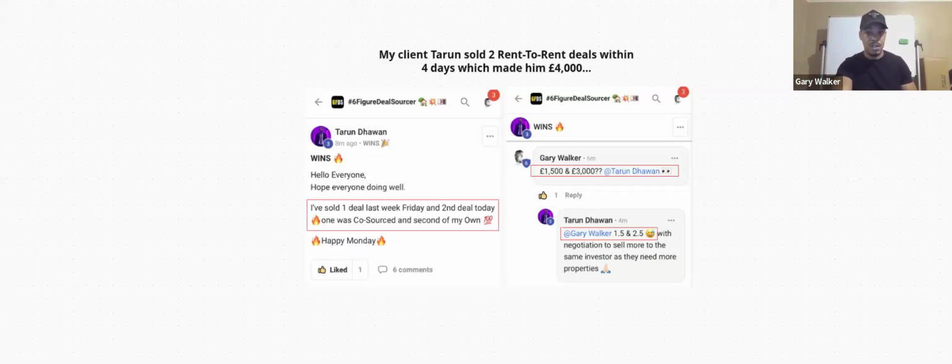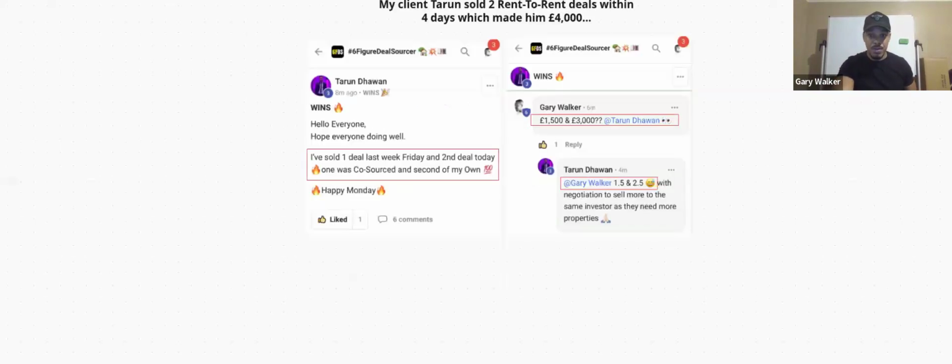So you can see here, I was asking him, based on the type of deals he'd sold, whether he was paid 1,500 for the co-source deal and 3,000 for the deal that was direct. When I say direct, what we mean is he got the deal directly from the landlord, so there's no agent or co-sourcer in the middle. And he said down here, he got 1,500 and 2,500. That was because he negotiated to sell more deals to that investor, which is what I suggest to the guys anyway. You want to be flexible. These are good fees anyway, especially in a situation like that where you're getting the full fee and not having to split it with anyone. It was a really good deal and made him a really good amount of money that week, which was amazing to see.